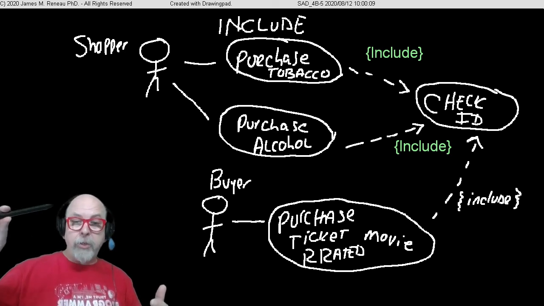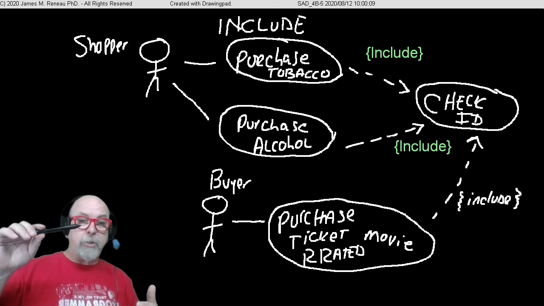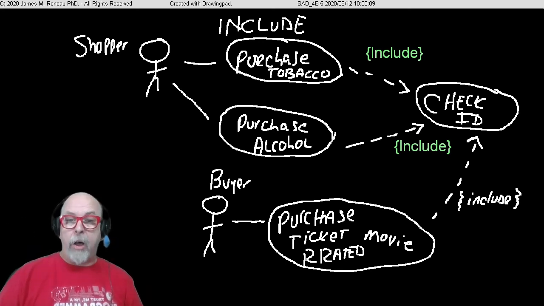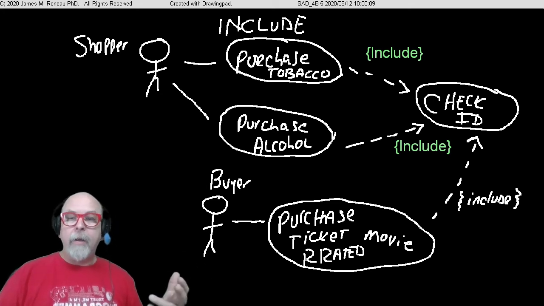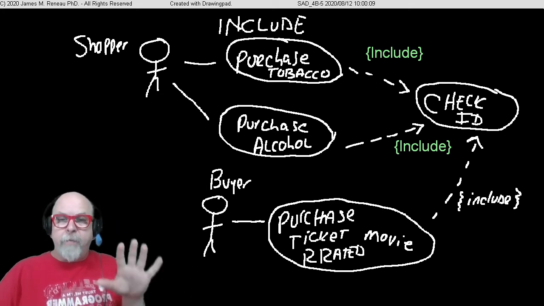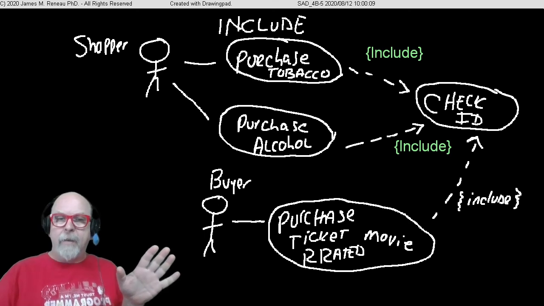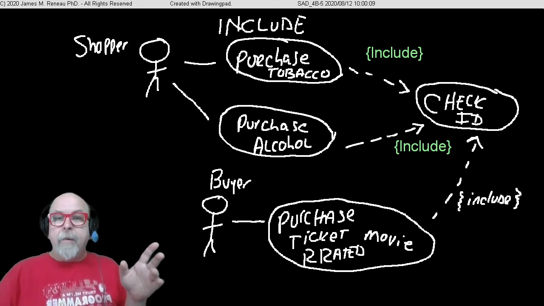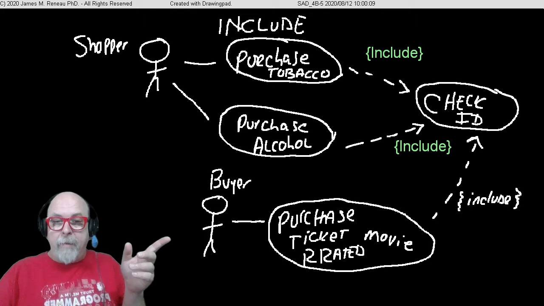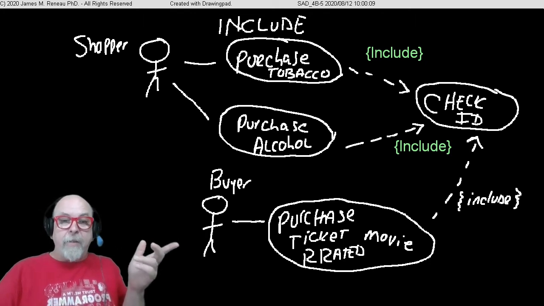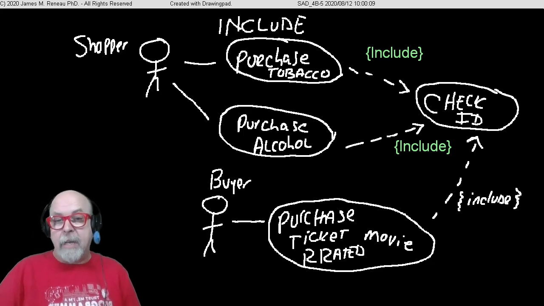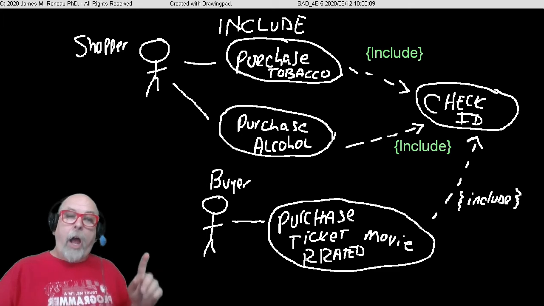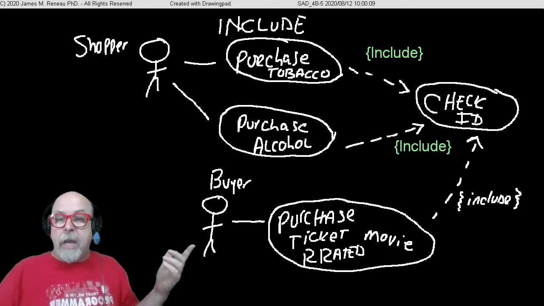If another shopper walks into the same store and tries to purchase alcohol, well, we've got to check their ID. So it's the same process. Now, the dates are different, the years are different, but it's the same process, isn't it? And then I've got a moviegoer walks into a movie theater to purchase a ticket for an R-rated movie. Well, you got to be 17 to purchase a ticket for an R-rated movie. That includes the check ID process.